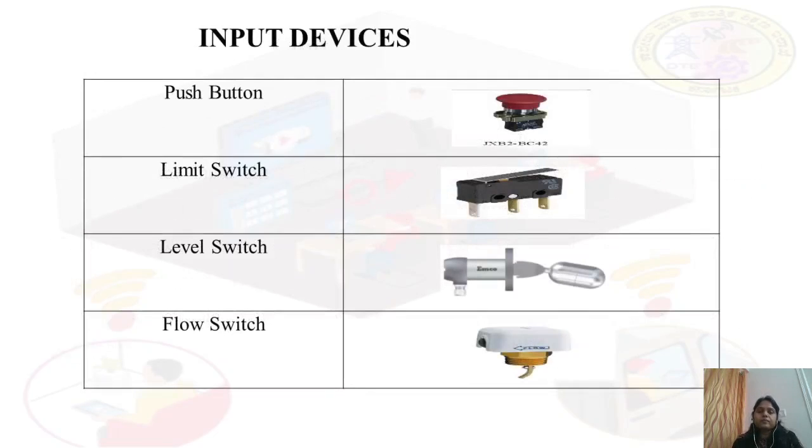Next, these are some of the input devices. Some examples I have listed here. This is your push button switch. It looks like this. Push button, limit switch. This is your limit switch. Then level switch. This is your level switch. Flow switch. These are all the input devices. And you will have so many sensors also: pressure sensor, temperature sensor, motion sensor, image sensors, proximity switches, etc. So many are there. Only a few I have listed here.